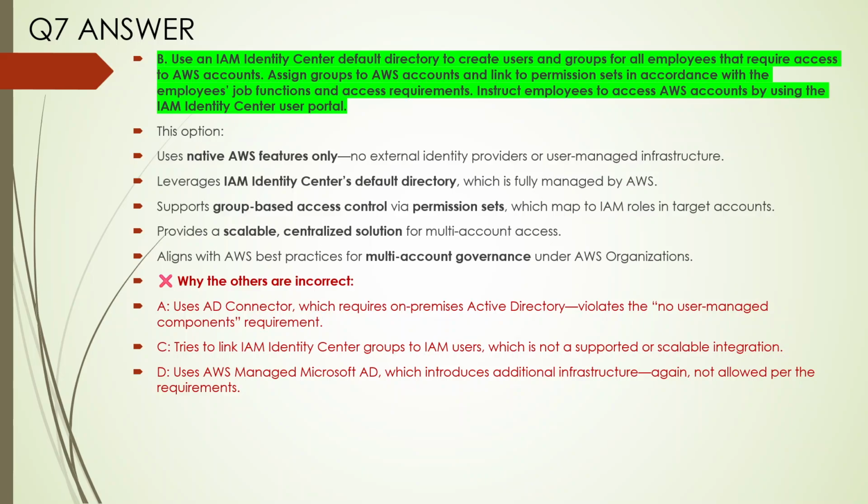The others are incorrect. Letter A uses AD Connector, which requires an on-prem Active Directory and violates the no user-managed component requirement. Letter C tries to link IAM Identity Center groups to IAM users, which is not a supported or scalable integration. Letter D uses AWS Managed Microsoft AD, which introduces additional infrastructure, again not allowed per the requirement.